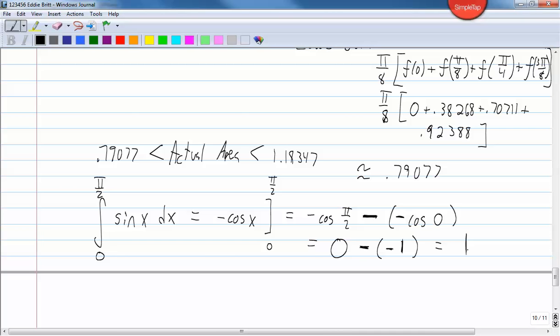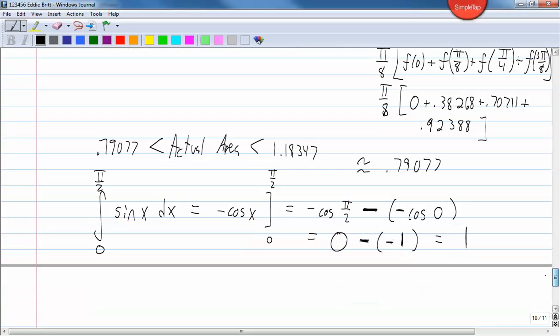So 1 square unit. Is 1 between what we should have got? Yes, it is. It is greater than 0.79077. It is less than 1.18347. So that is the actual area under the curve.